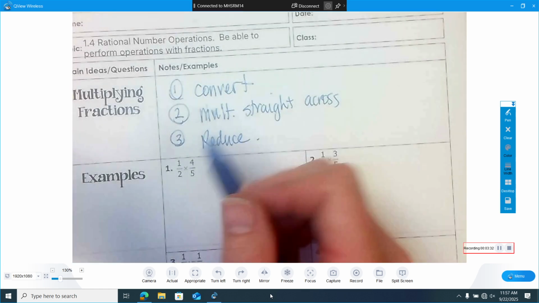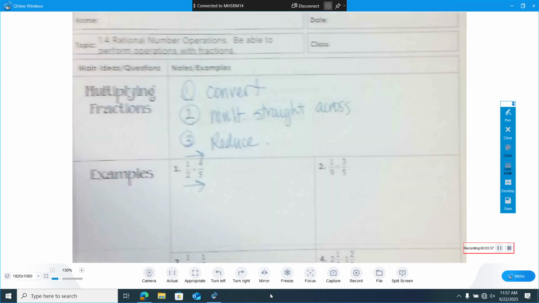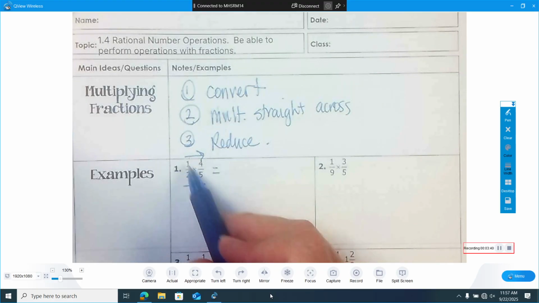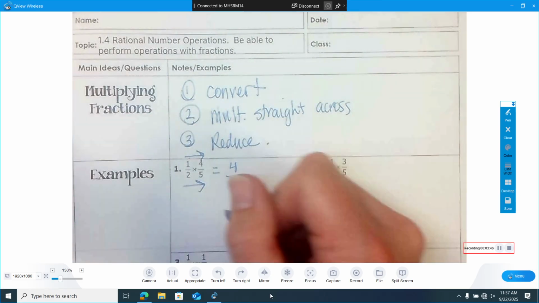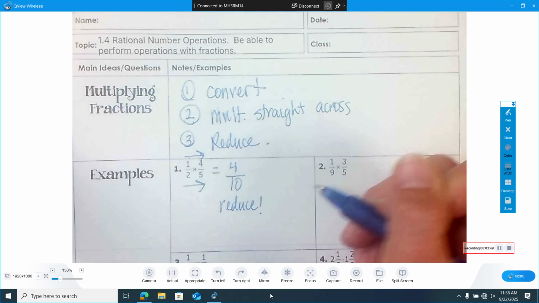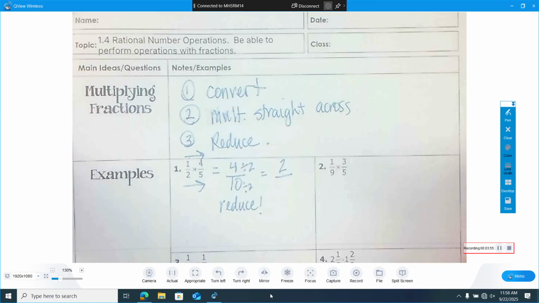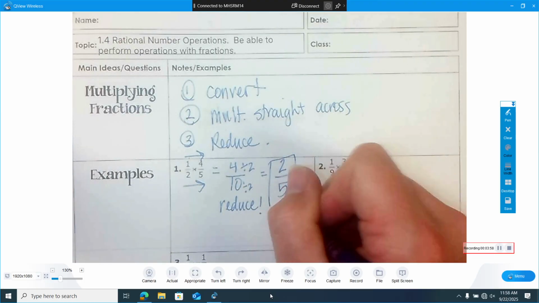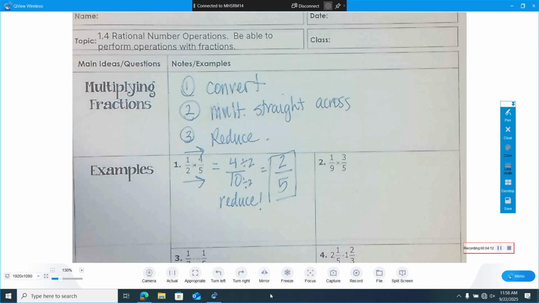So number one, we are just multiplying, and we do not have to convert. So we are just going to multiply straight across. 1 times 4 is 4. 2 times 5 is 10. And we need to reduce, which of course both of these will divide by 2. So that's really easy. 4 divided by 2 is 2. 10 divided by 2 is 5. All those numbers were less than 12, so really good to do in your head. We're going to skip down to number 5.